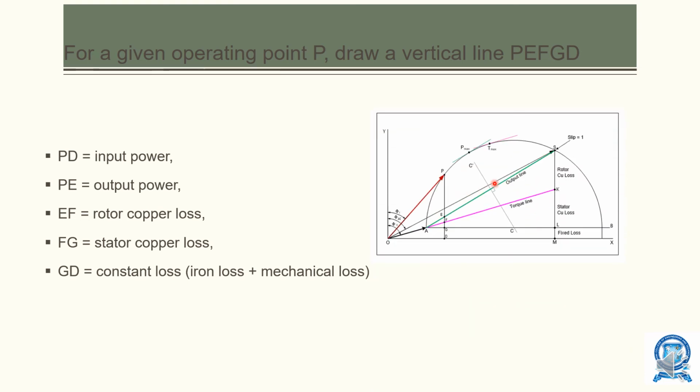Once you draw the circle diagram, from this we can calculate. This is the rotor copper loss, this is the stator copper loss, this is the fixed losses, and here PD, if you measure, you will get the input power. PE, up to this green line, gives the output power, EF gives the rotor copper loss, FG gives the stator copper loss, and GD gives the constant loss. With the help of this, this one is called the loss line, and this one is called the power line.